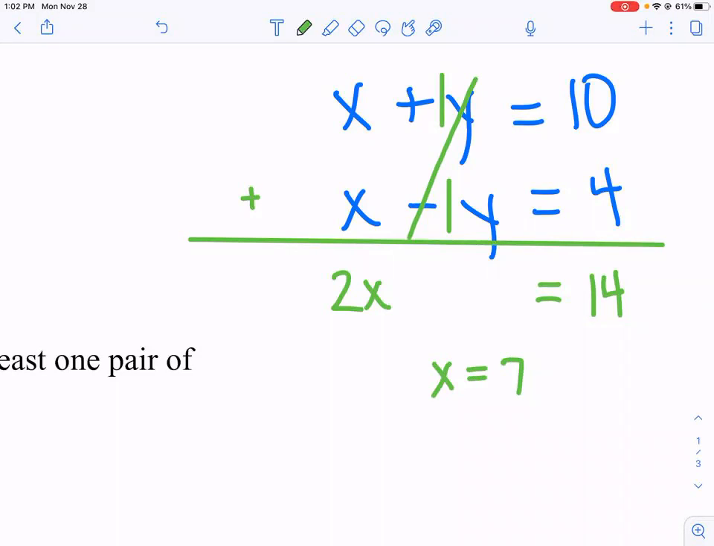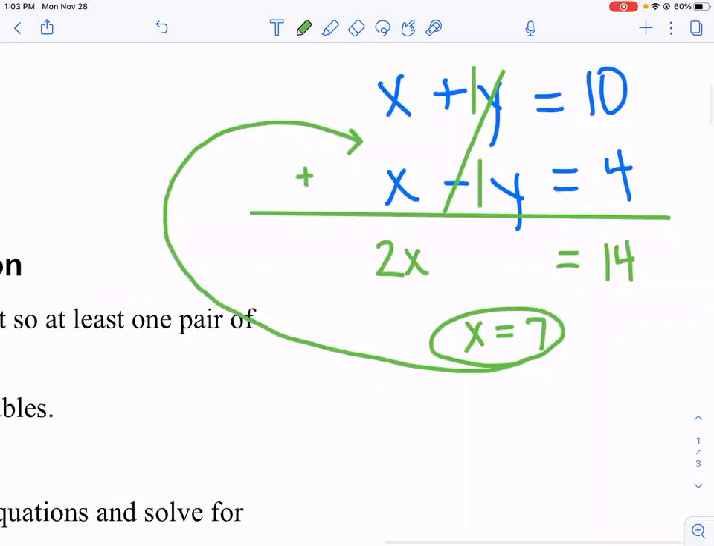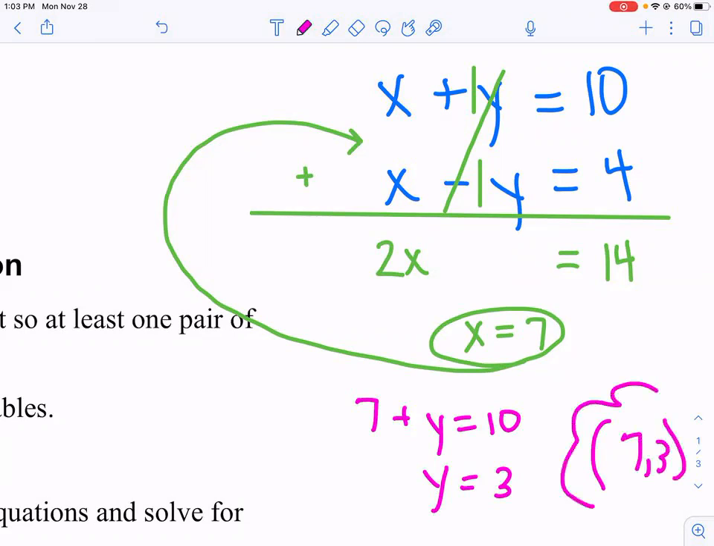Be able to do that every time. This one was a pretty straightforward one, right? Okay. So now, how do I get y? Well, if x equals 7 and you go with the x plus y. Okay. So x is 7 plus y equals 10. What's y? So our coordinate is 7, 3.